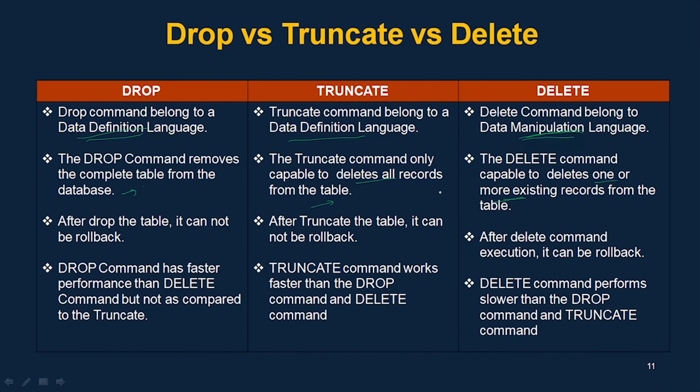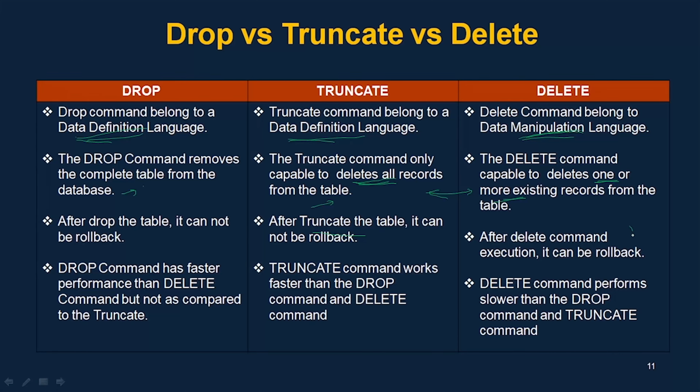We can see these two commands are similar to each other. But truncate is only capable of deleting all the records, whereas delete deletes one or more existing records. After I drop the table, it cannot be rolled back because this belongs to DDL. Similarly, truncate also belongs to DDL, so we cannot roll back the table after using the truncate statement. On the other hand, after the delete command is executed, it can be rolled back because this is a DML operation.